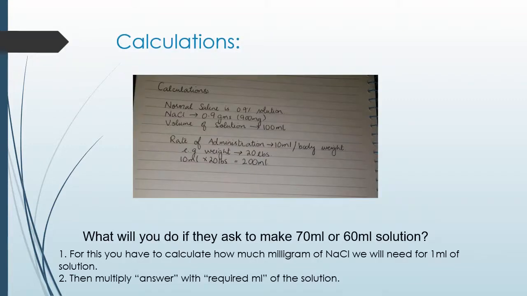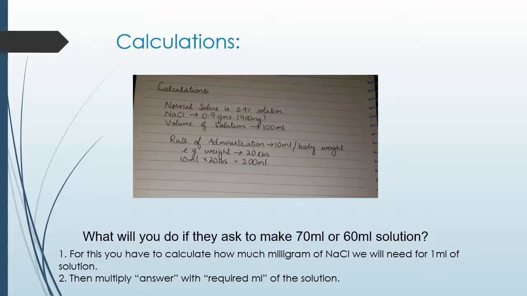Now coming to the calculations of normal saline. Normal saline is 0.9% of sodium chloride solution, in which we have 0.9 grams of NaCl and 100 ml of water. Now the question in your paper can come in this form: what will you do if they ask you to make 70 ml or 60 ml of solution?